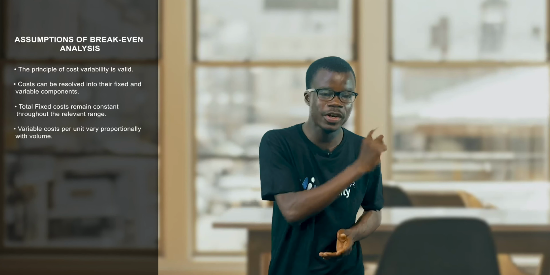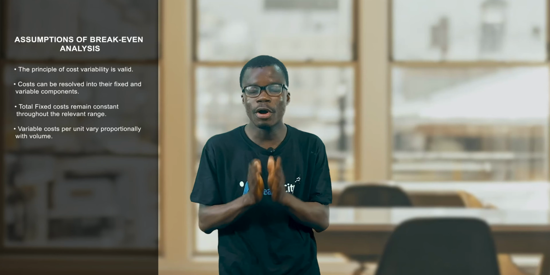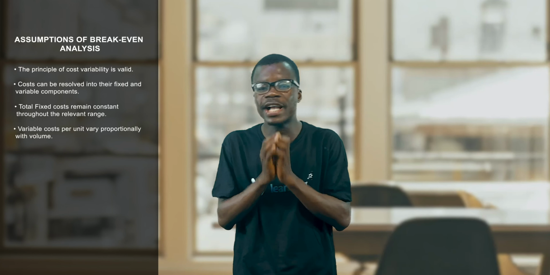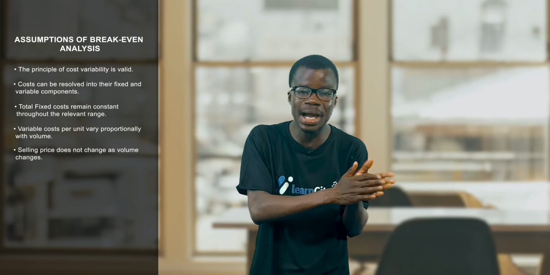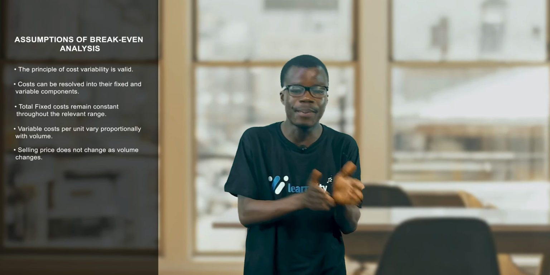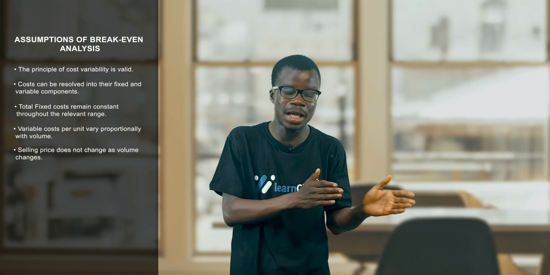Another assumption of break-even analysis is that variable cost per unit varies proportionally with volume. It is expected that the variable cost must vary commensurately, in proportion, with the changes in the level of activity or the volume level. So, variable cost per unit is expected to vary with the level of activity or the production volume. Here's the fourth assumption. Another assumption is that the selling price, SP, is not expected to change. The selling price per unit.